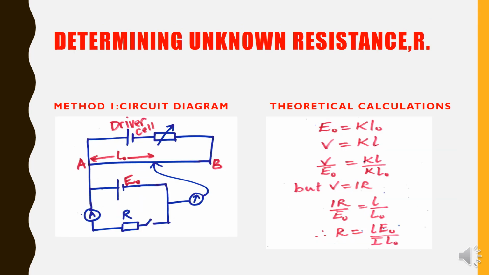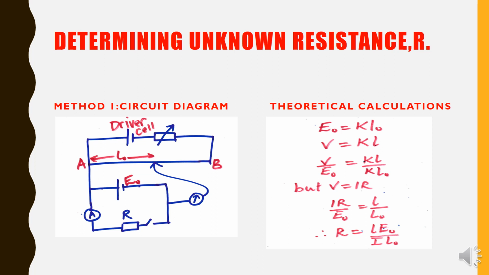Now, we can also find the unknown resistance using a potentiometer wire. In this, what we need to do is to first of all connect the resistor whose unknown resistance is required. Then with the switch open, we find the balance point. Assuming that E naught is a cell whose EMF is known, we determine the balance point first of all with the switch open. Then close the switch and again find a new balance point when the galvanometer shows no deflection, and also measure the current reading.